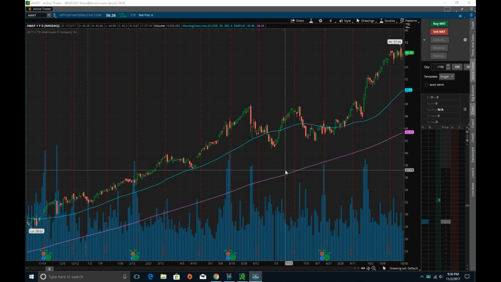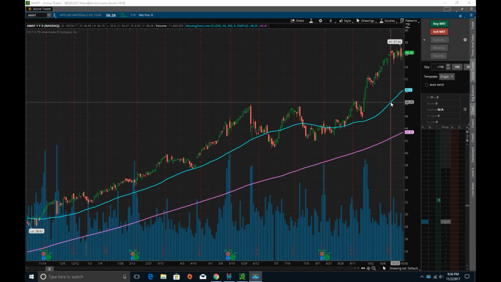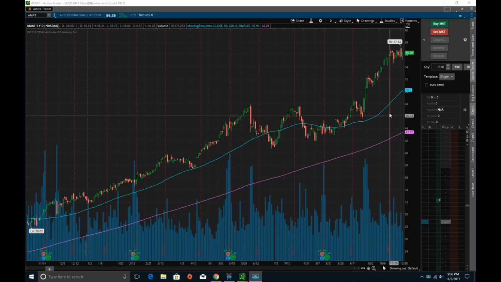So in a good uptrend, we want to see price trading above the 50-day and the 200-day. If it's not trading above the 50-day, we don't want to be in this market. If it's trading in between the 50 and the 200, we don't want to be trading this market. We only want to be trading if it's above the 50 and the 200-day. We also want the 50 to be above the 200.